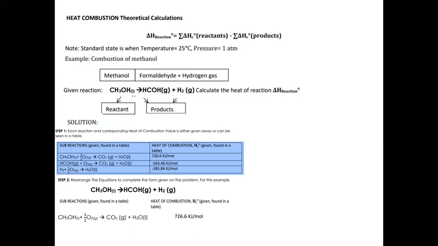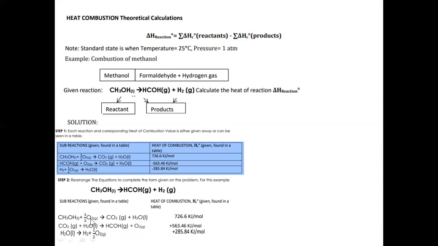Now, if we're going to reverse the second reaction, as you can see here, carbon dioxide plus water became the reactant, forming the following products: formaldehyde and oxygen gas. If we reverse the species of the second reaction, since the value for its heat of combustion is negative, it becomes positive. The same goes with reversing the reaction for the third one. Our reactant now is water, decomposing to hydrogen gas and oxygen gas. From the heat of combustion value of negative 285.84 kilojoules per mole, since we reverse the equation, it becomes positive 285.84 kilojoules per mole.